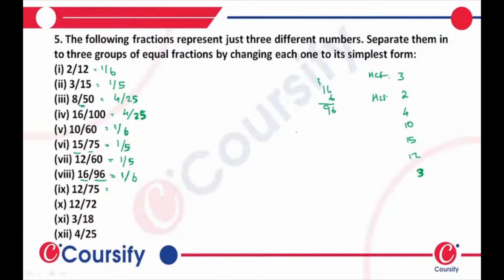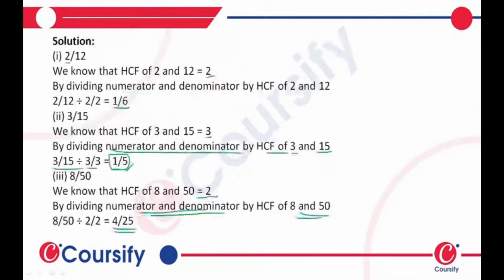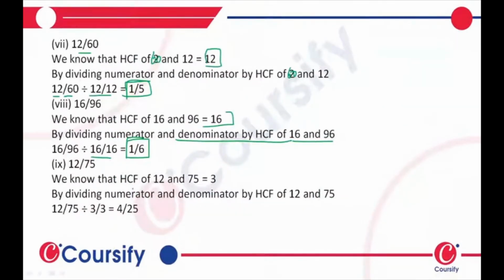So 12 divided by 3 is 4, and 75 divided by 3 is 25, so it will be 4 by 25. As you can see, the HCF of 12 and 75 equals 3, and by dividing the numerator and denominator by the HCF of 12 and 75, we get 12 by 75 divided by 3 by 3 equal to 4 by 25. So this is the answer.